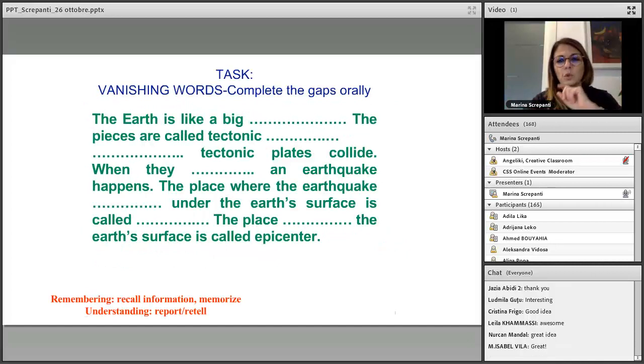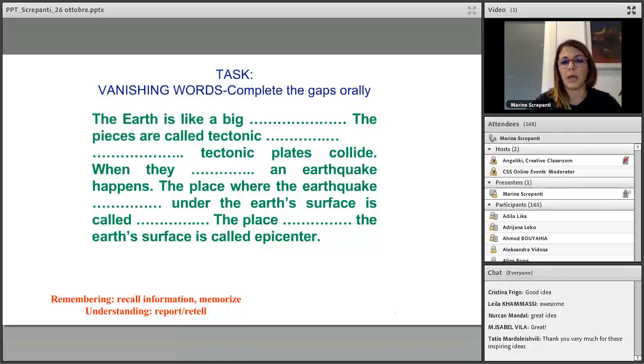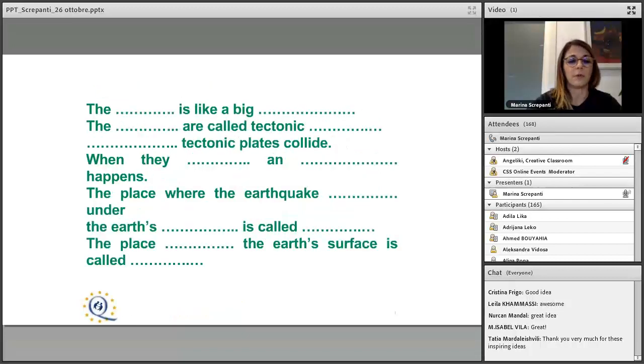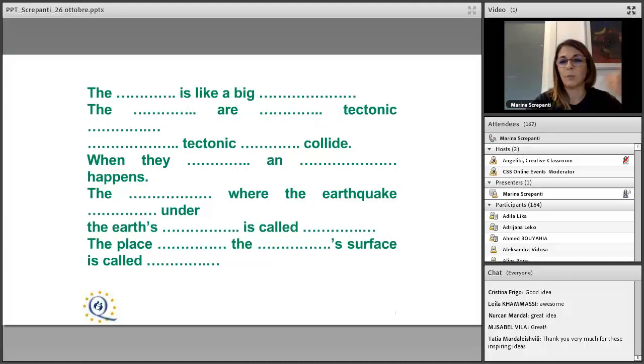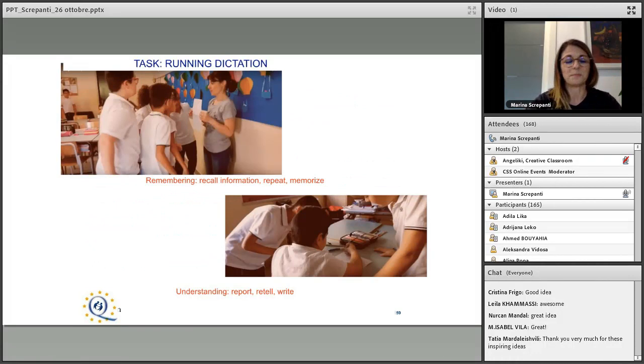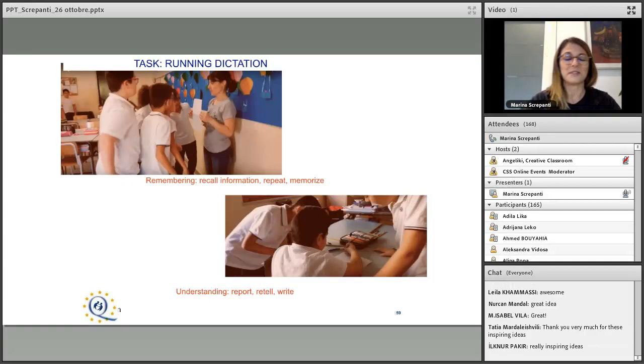So I want you to show: the Earth is like a big puzzle. The pieces are called tectonic plates. When tectonic plates collide, an earthquake happens. The place where the earthquake happens under the Earth's surface is called, etc., etc. Then we go: the Earth is like a big puzzle. The pieces are called tectonic plates, etc., etc. So the more you go on, the more there are dots. And in the end, they normally do the test by heart.